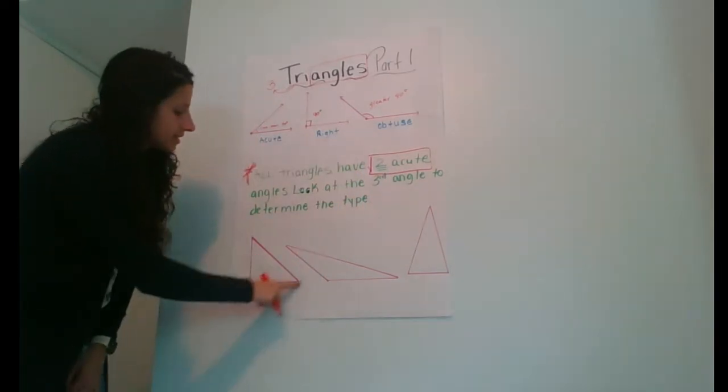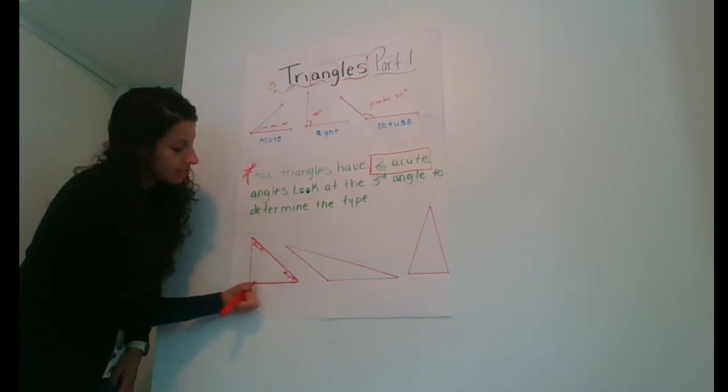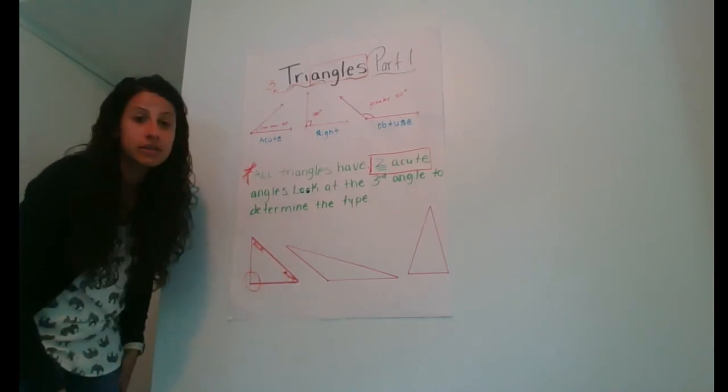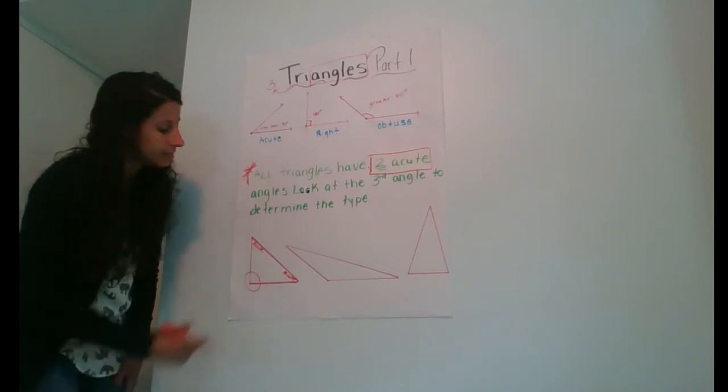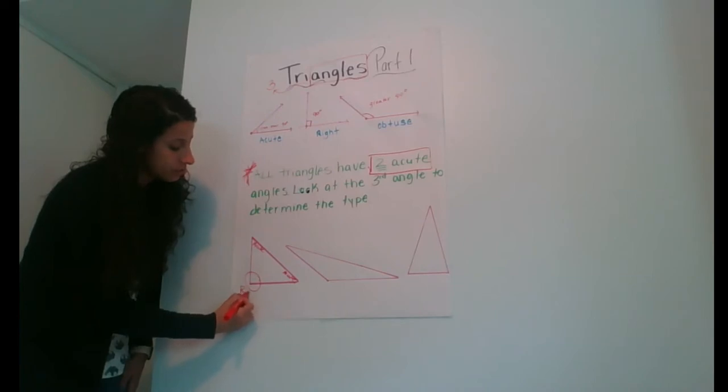So let's look at this example down here. I see here I have an acute, and here I have an acute. So that means I need to look at this angle to determine what type of triangle it is. And based on my notes, this is a right angle, so this is a right triangle.